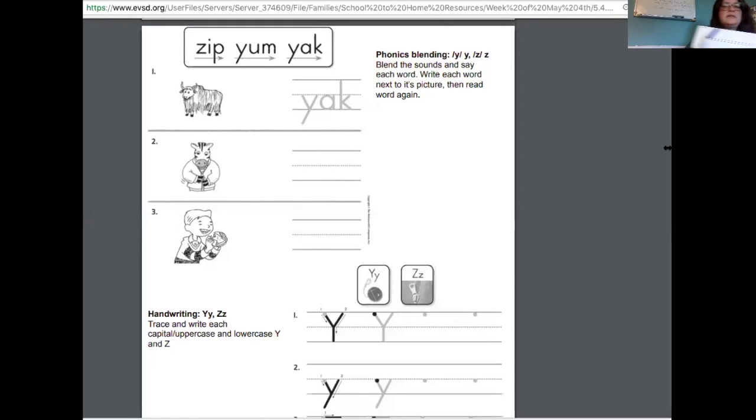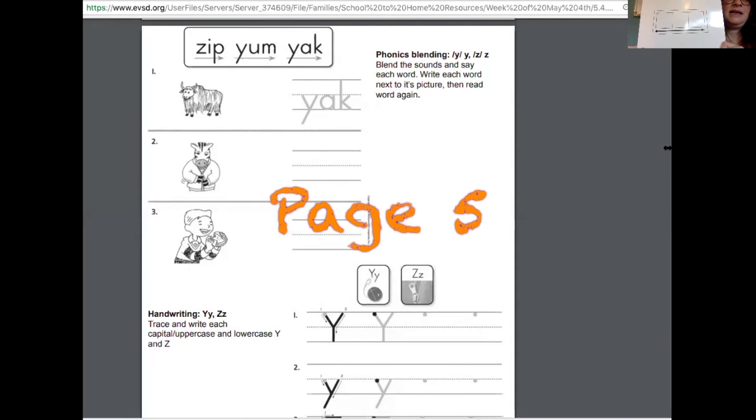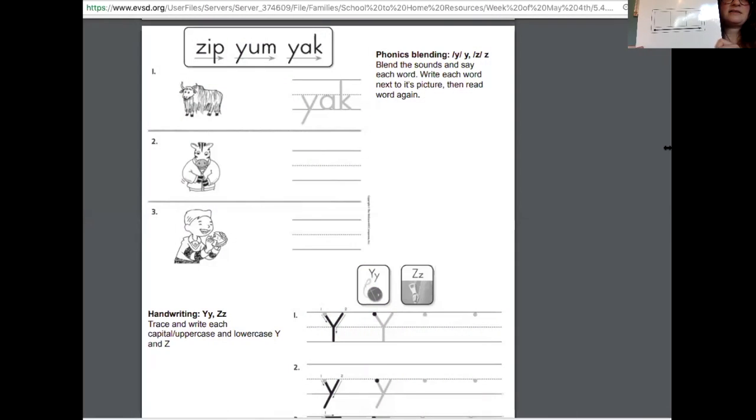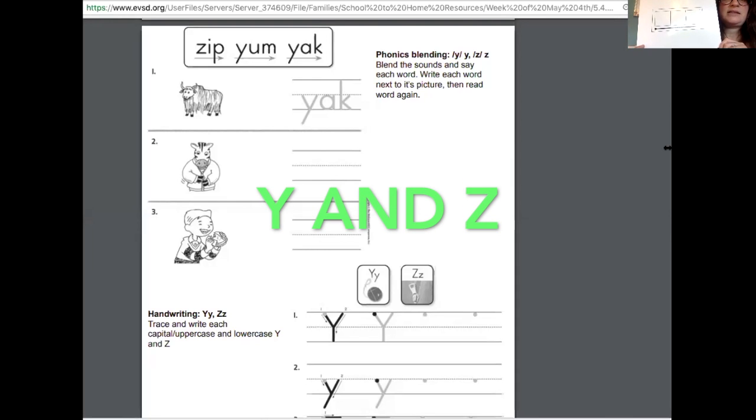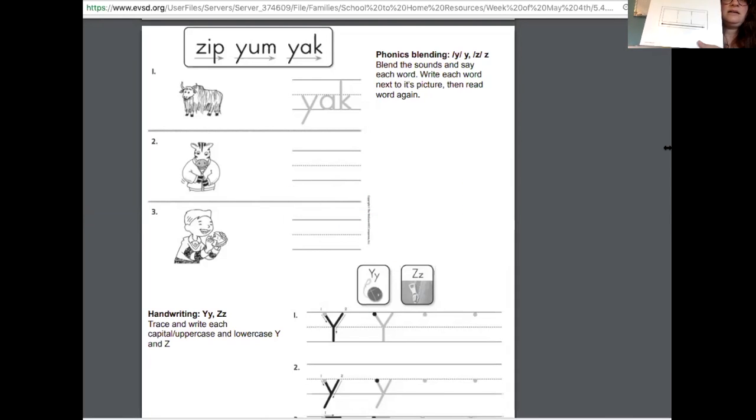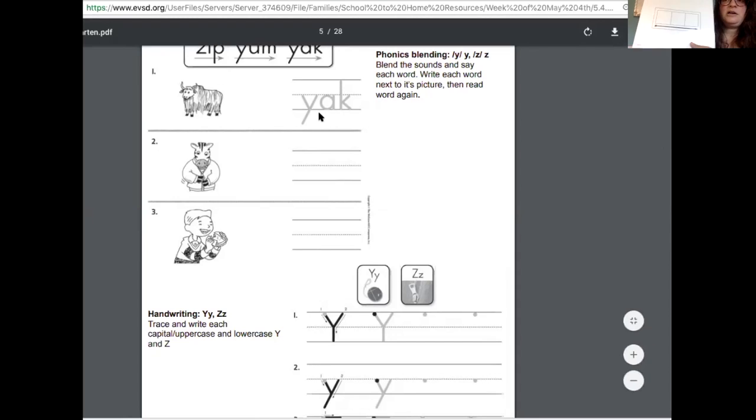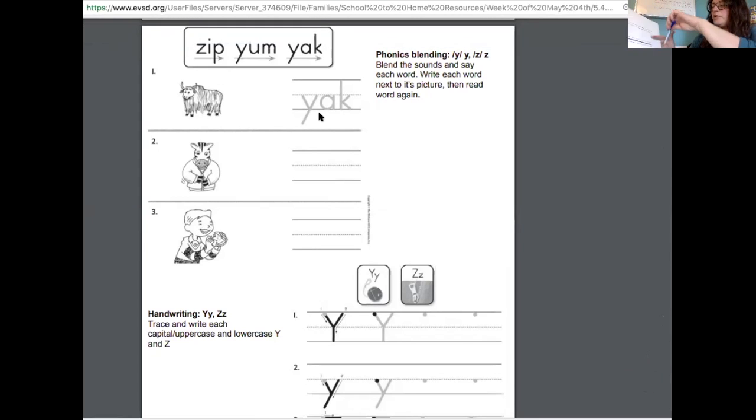Okay, so you'll notice that I have this. I'm going to use this one because this is the one we use in our classroom. The 3 boxes where we can put little words. This page is page 5 in your packet, and you're going to be practicing sounding out some 3-letter words that start with Y and Z. So I'm going to practice them with you. You can see that they've written the word yak here, and I'm going to write it on my board too.